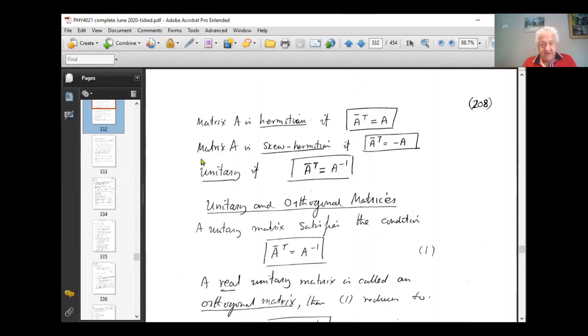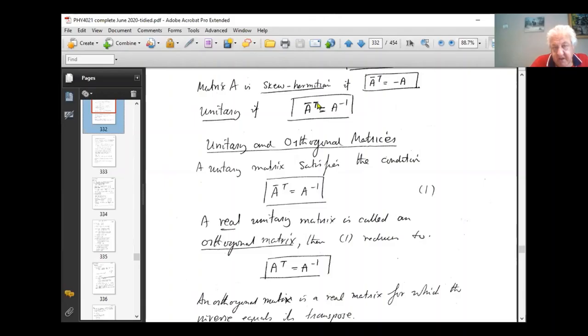Now we come to some important definitions. Having made the definitions of the bar representing the complex conjugate, the transpose, and then the combination, the bar and the transpose, all of these are important definitions. A matrix is Hermitian if the complex conjugate transpose is equal to the original matrix. A matrix A is skew Hermitian if the complex conjugate transpose is equal to minus the original matrix. A unitary matrix, again another important definition, if the complex conjugate transpose is equal to the inverse of the original matrix.